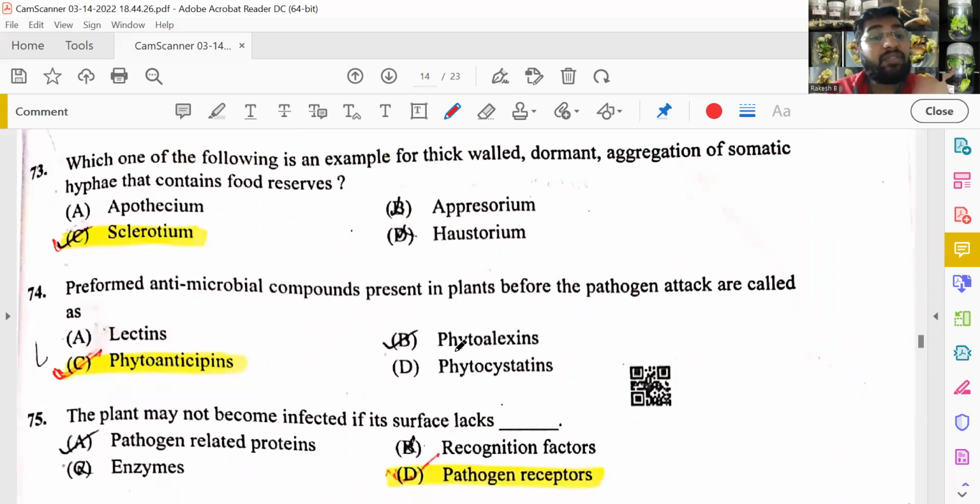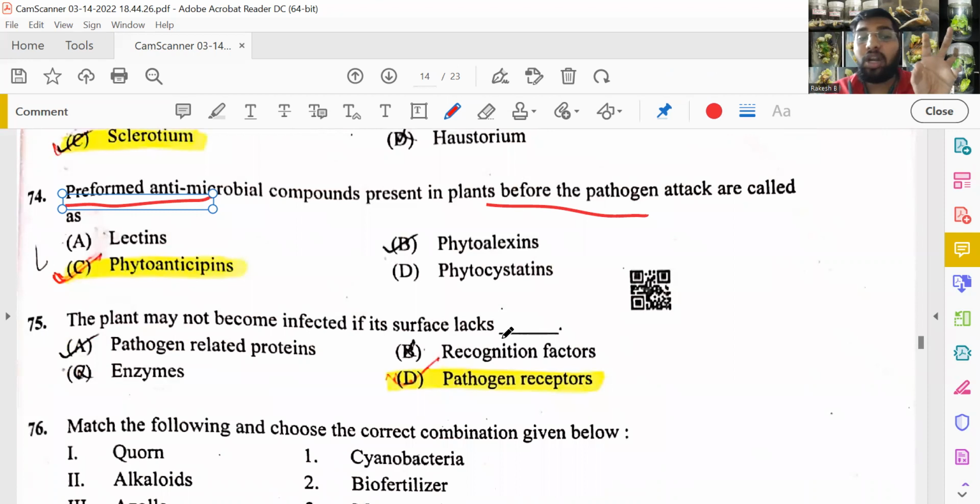Preformed antimicrobial compounds present in the plants before the pathogen attack are called phytoanticipins. Don't get confused with lectins and phytoalexins. Lectins are sugary compounds formed when there's a rhizobium interaction, in the formation of root nodules. Phytoalexins, I told you, form after a pathogen attack. Here you see they are preformed before the pathogen attacks the plant. As a strategy, the plant would have formed certain compounds. They are called phytoanticipins.